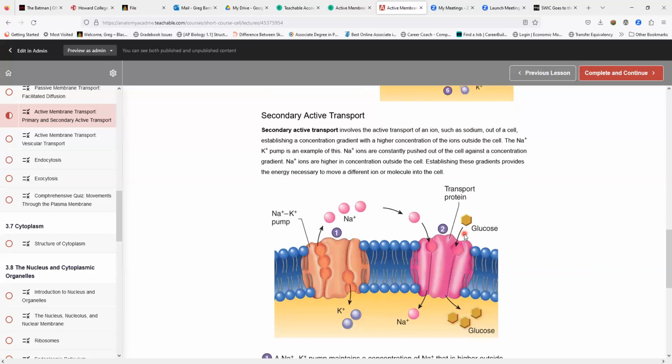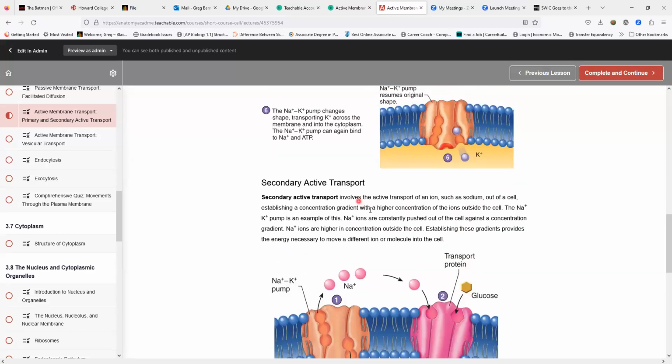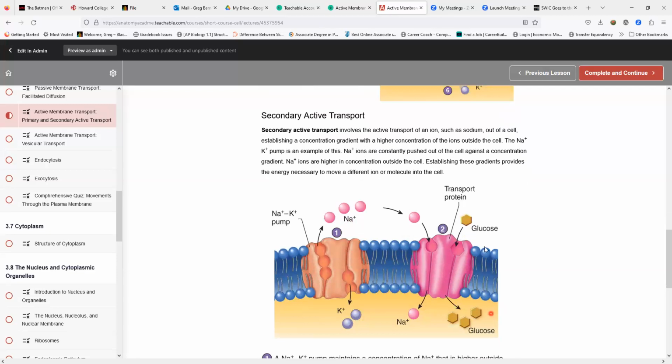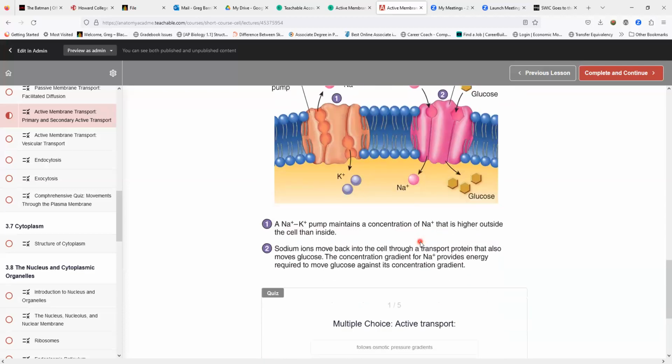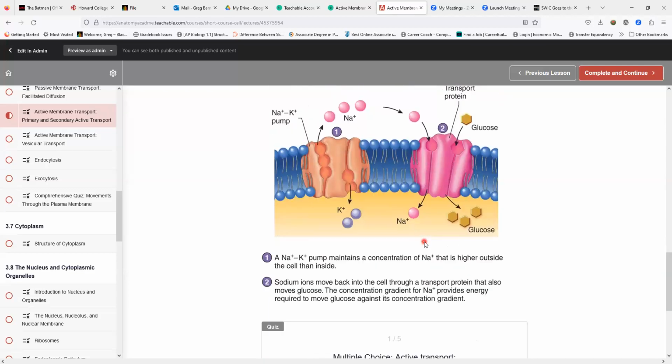This one here, secondary active transport, involves the active transport of an ion, such as sodium, out of a cell to establish a gradient. Here is glucose moving in. Here is sodium being pumped out. Same thing. It does require energy. It says here that sodium ions are higher in concentration outside the cell. That is true. This is something that happens constantly.